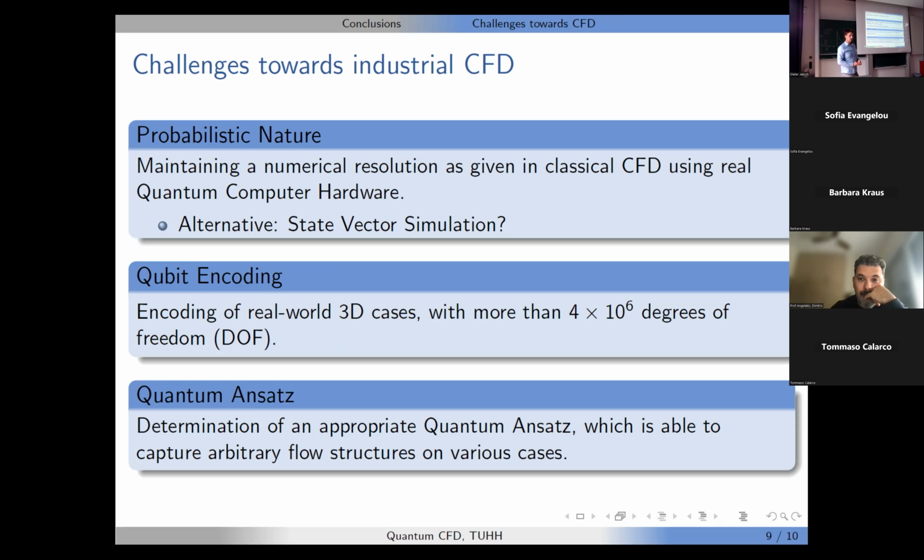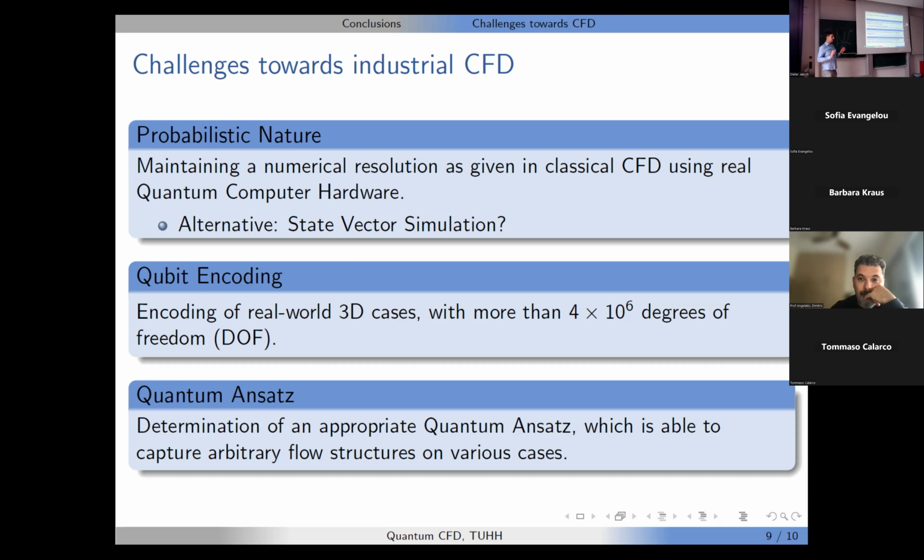Furthermore, the qubit encoding. So what happens if we have more than 4 times 10 to the power of 6 degrees of freedom? Imagining one finite volume here in 3D space, which maybe comes from the battery management system, we would have 3 velocities, 1 pressure, and also 1 temperature available, only for this simple, or not simple, case, but only for this case.